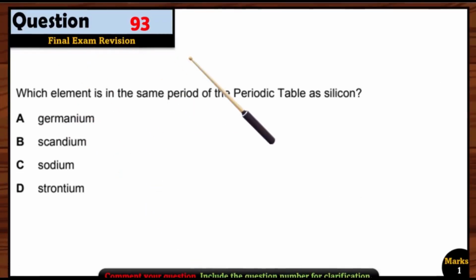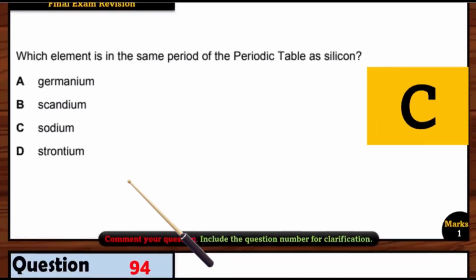Let's see question 93. Which element is in the same period of the periodic table as silicon? Okay, so if we look at the silicon, the period 3, we have sodium that is in the same period, that is 3. So option C is the right option here.